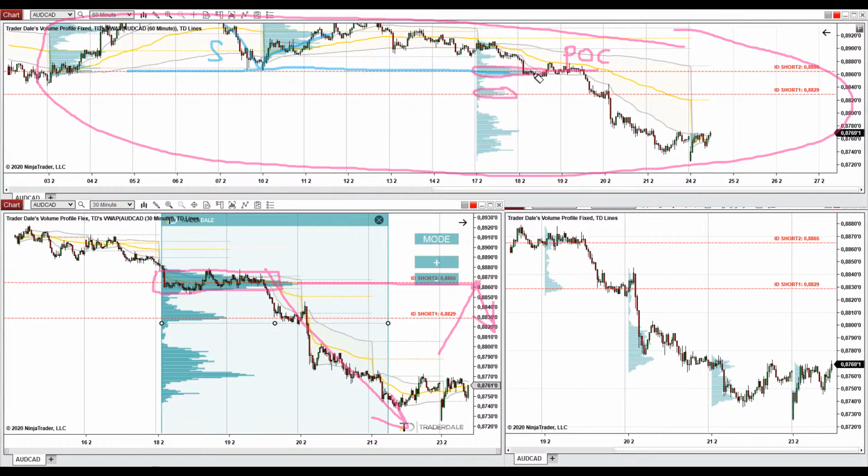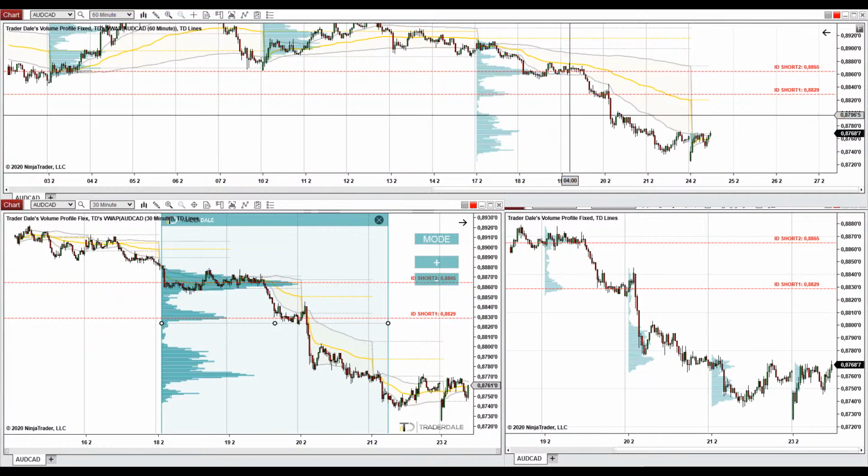When the support got breached in here, it became a resistance. It is a price action setup, and as you can see, it confirms the volume-based setup, which we have in here. Alright, so that's for the Australian dollar, US dollar. Two strong intraday resistances there.